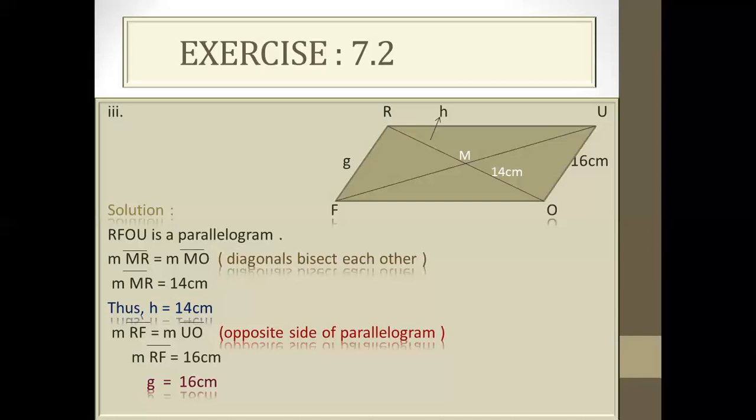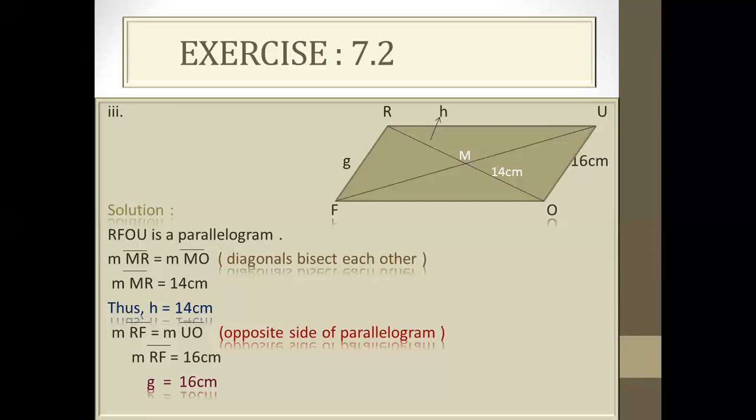OR is divided into two portions, RM and MO. RM is represented by H, and the value of MO is equal to 14. When we said they both bisect each other, it means that RM is equal to OM, RM is H, and OM is 14. H is equal to 14 centimeter. And what will be the reason? Diagonals bisect each other.